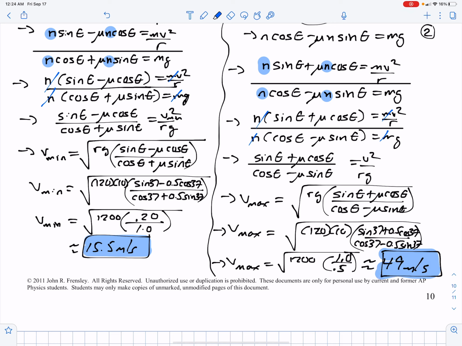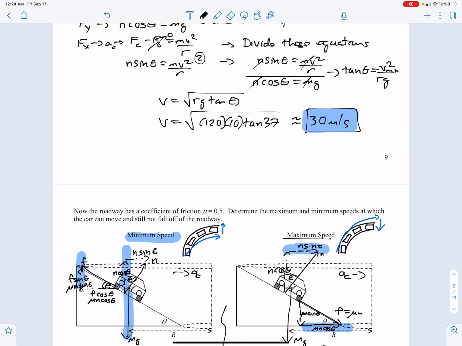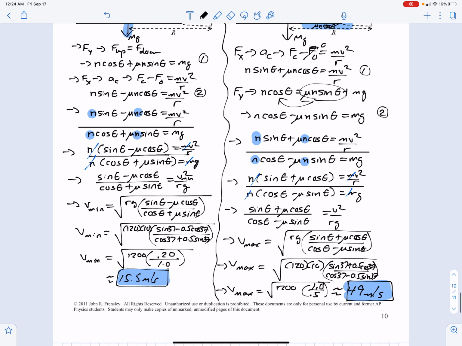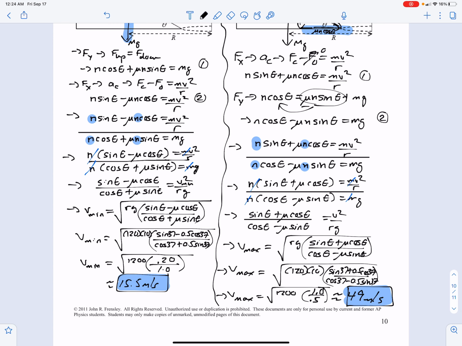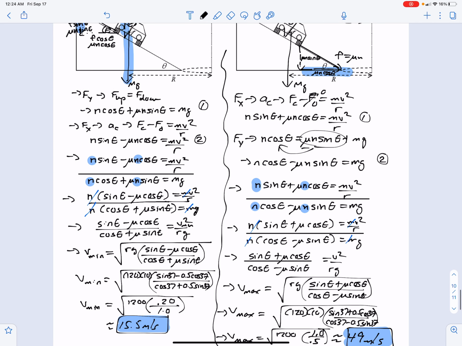So let's recap what we found out in this particular banked curve part of the lesson. When we have no friction, we need to go exactly 30 in order to navigate the curve. When we do have friction, we can go as low as 15. That's the lowest we can go to navigate the curve. And friction goes up the curve to keep us in the curve and prevent us from drifting downward into the circle. The fastest we can go around that circle and have friction keep us in the circle is about 49 meters per second, because the friction will now be going down the plane to prevent us from drifting up the plane.